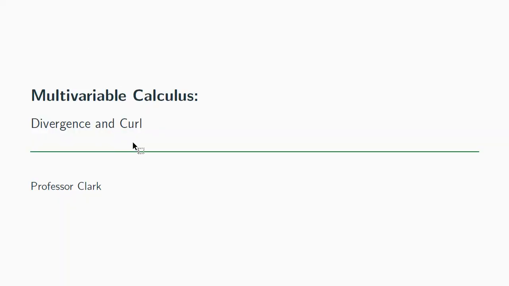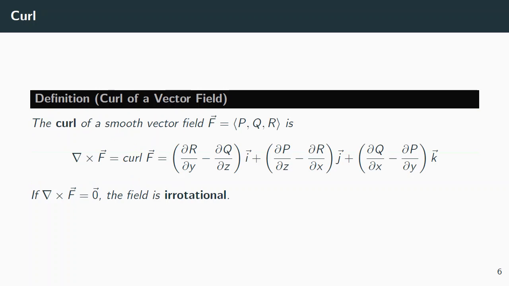As I mentioned before, curl talks about the rotational aspects of a vector field. That's quantified mathematically by this equation. It comes from taking the cross product of the gradient operator with a vector field. Remember, the divergence came from taking that gradient and dotting it with the vector field. Well, curl comes from taking the gradient and crossing it with the vector field.